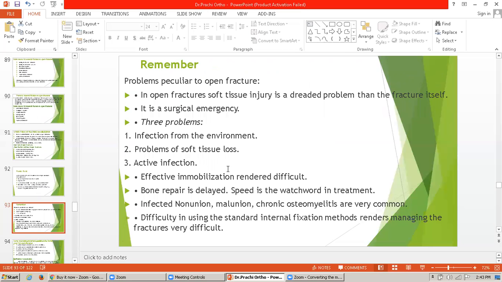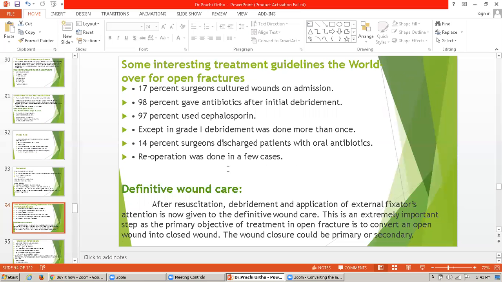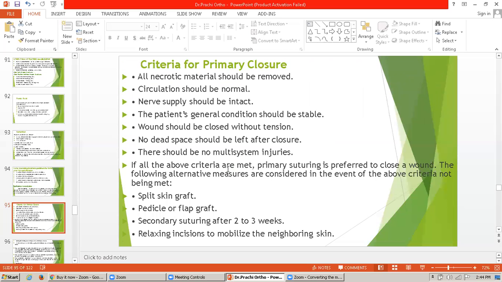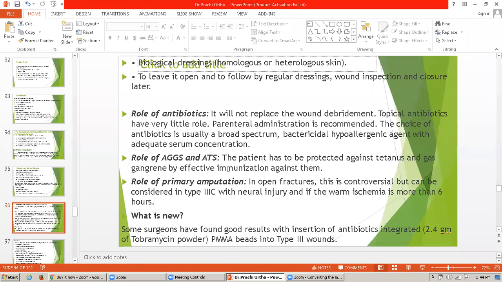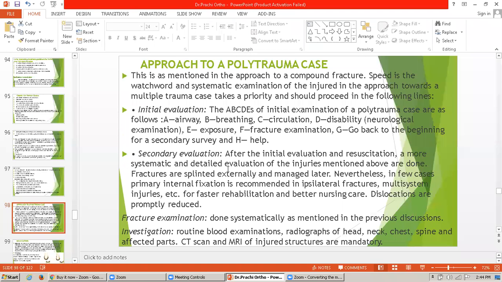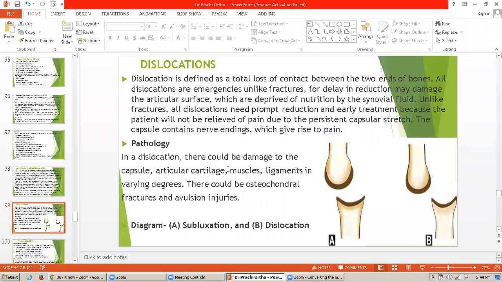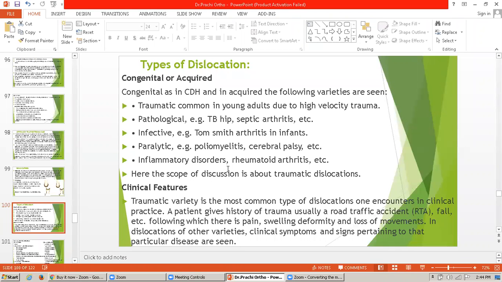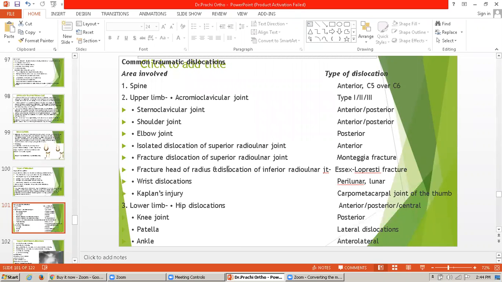The point to be remembered, an interesting treatment guideline the world over for open fracture, definitive wound care, criteria for primary closure, approach to a polytrauma case, dislocation, types of dislocation, common traumatic dislocation in the area involved, and the type of the dislocation table.